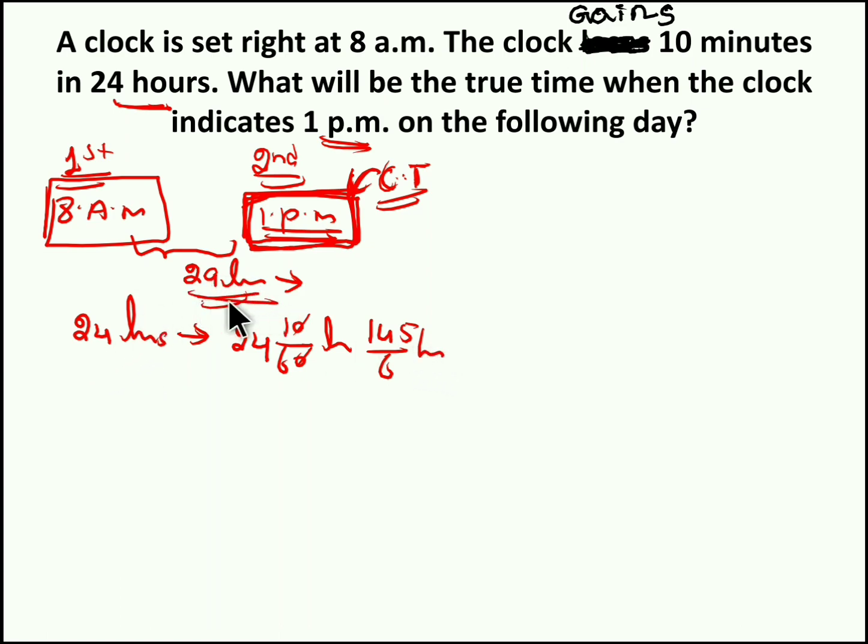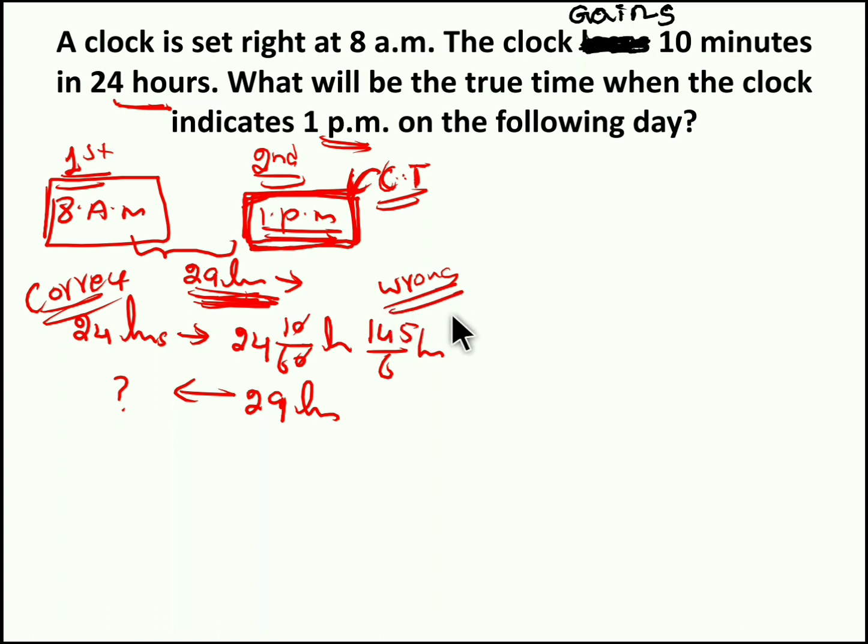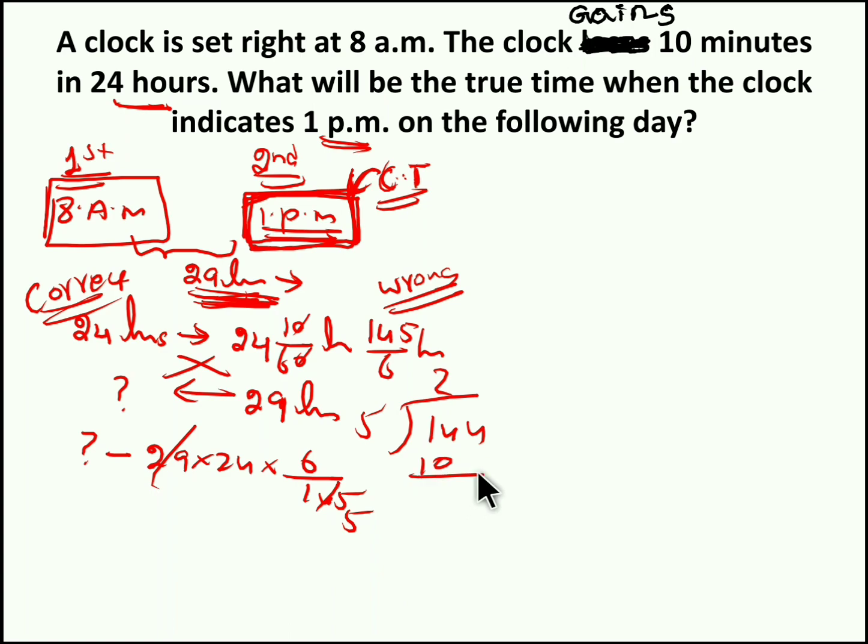Now this 29 hours is actually the wrong time, right? So this 29 hours needs to be put at the place of 145/6 hours. So instead of this 29 hours, what time does it have to show? This is our question. So this is the correct time and this one is the wrong time. So when you cross multiply, you get the question mark equal to 29 into 24 into 6 by 145. So 29 into 5 we get 145, 24 into 6 we get 144 by 5. So 2 times 10, 44, again 8 times 5 is 40, remainder you have 4. So when you write this in mixed fraction, you get 28 4/5 hours.